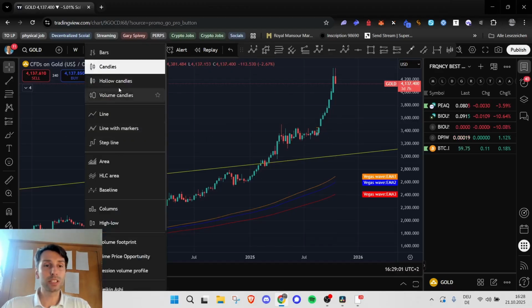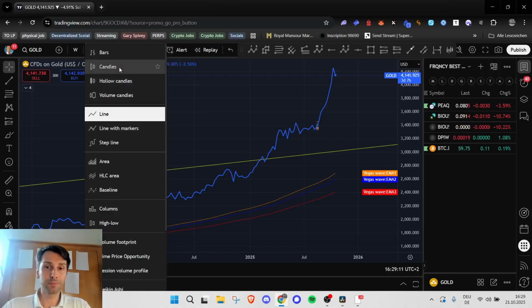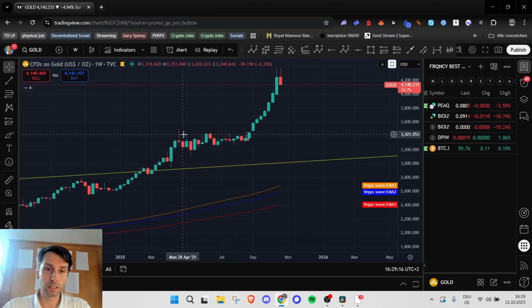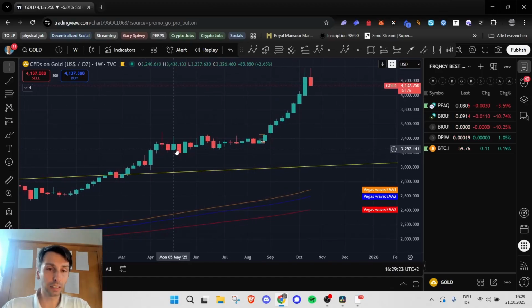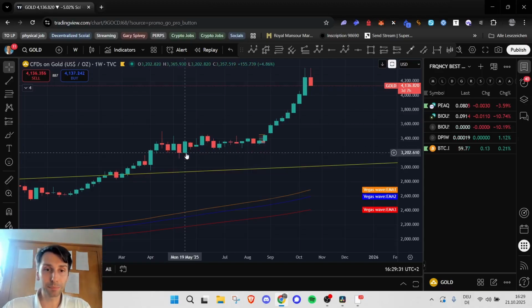Next to this, you can see the settings for your candles. We're going to use normal candles or the line chart if we have huge wicks. A candle is basically, in this case, weekly open and weekly close. So the fat part of a candle represents the weekly open and the weekly close. Depending on when it starts and when it ends, it is either green or red.